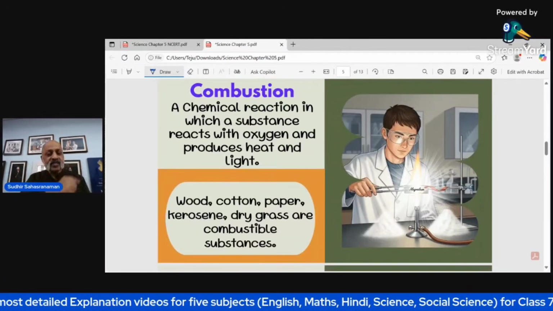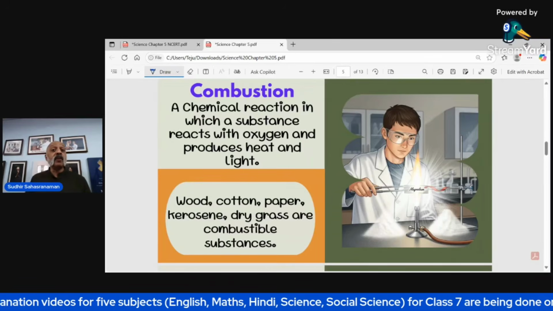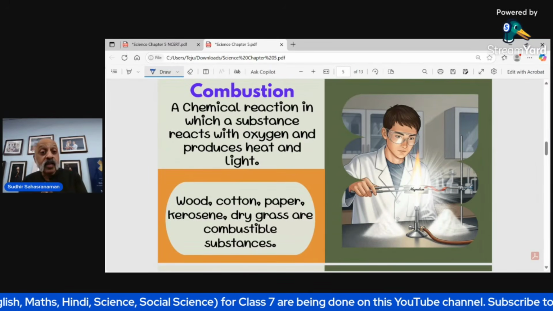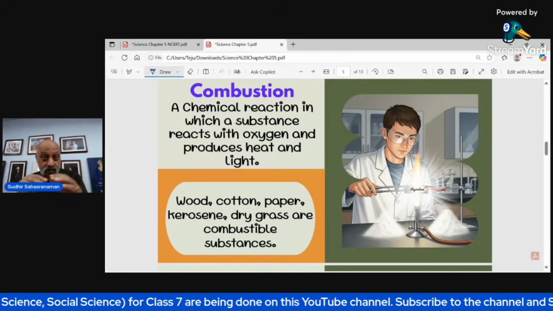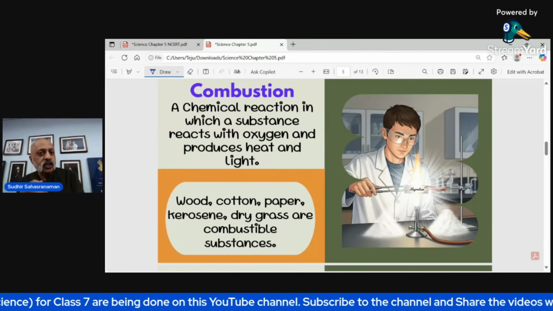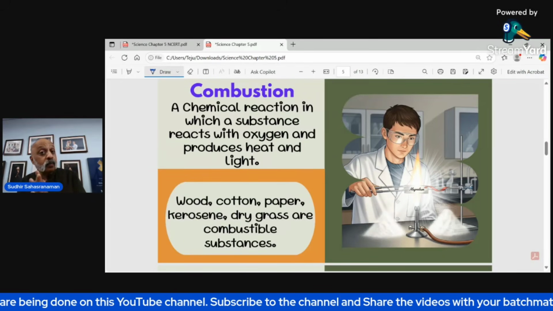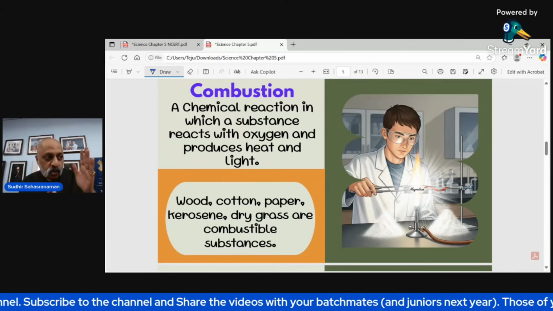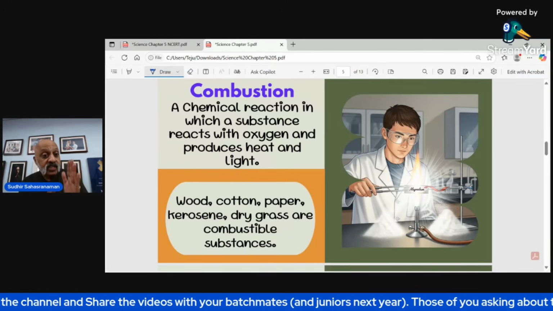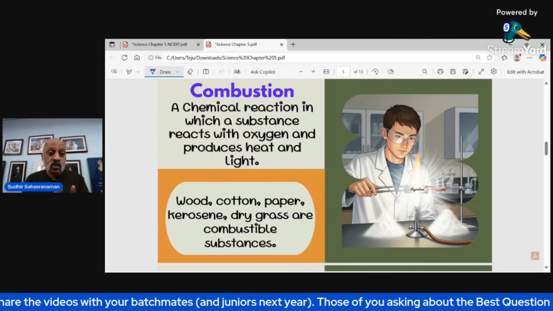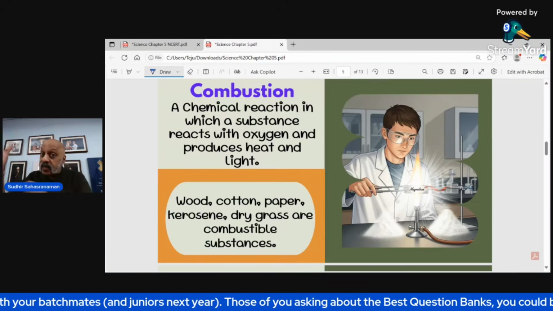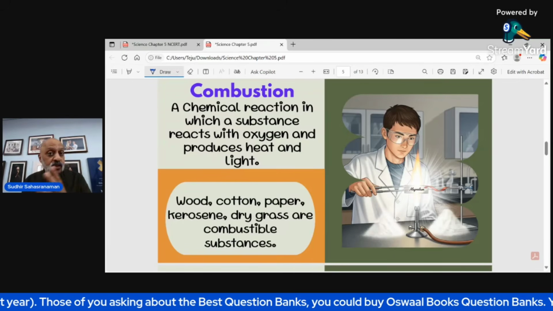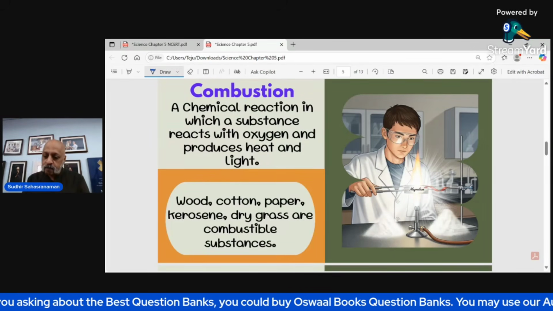Then let's come. This is something which I had mentioned briefly in the previous chapter also on metals and non-metals, where we are using a magnesium ribbon, right? So combustion, what is combustion? We have already studied about combustion, combustible substances, etc. in previous chapters. So a chemical reaction in which a substance reacts with oxygen and produces heat, it produces light. That's called combustion. This is the definition which you need to remember. Okay.